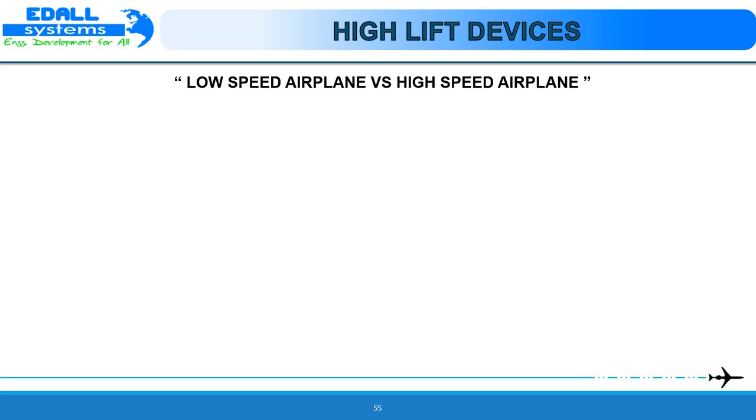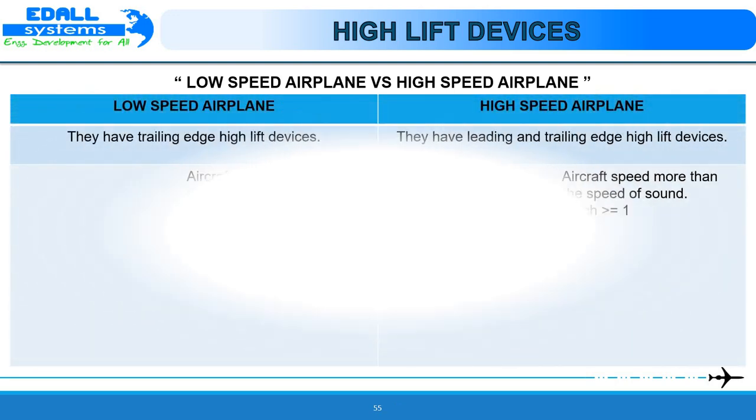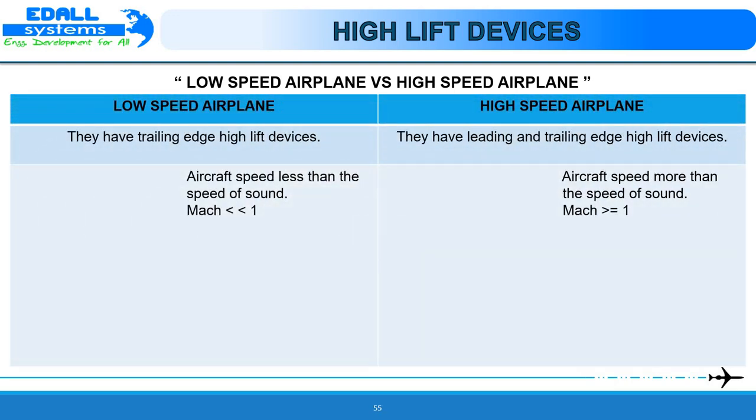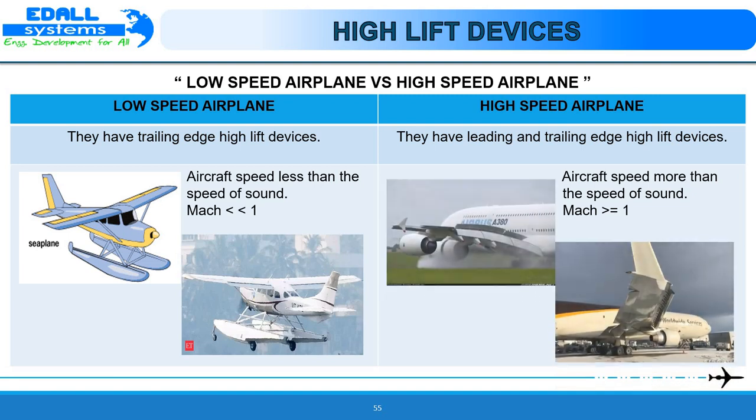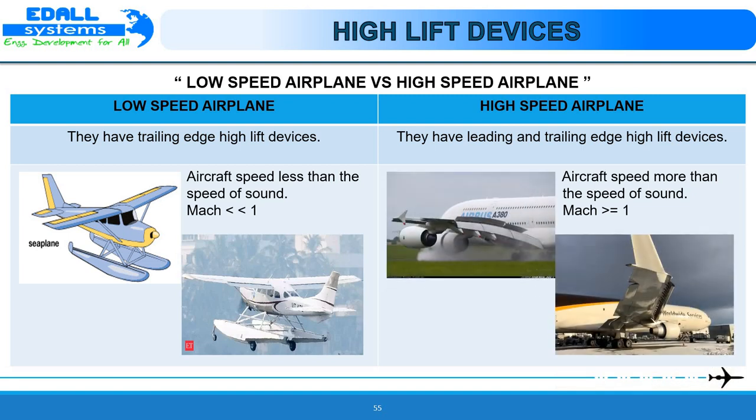Low-speed airplanes versus high-speed airplanes. Low-speed airplanes have trailing edge high lift devices, like the seaplanes, where the aircraft speed is less than the speed of sound, that is, Mach is less than 1. High-speed airplanes have leading and trailing edge high lift devices, like the normal cargo airplane and passenger airplane, where the aircraft speed is more than the speed of sound, that is, Mach is greater than or equal to 1.